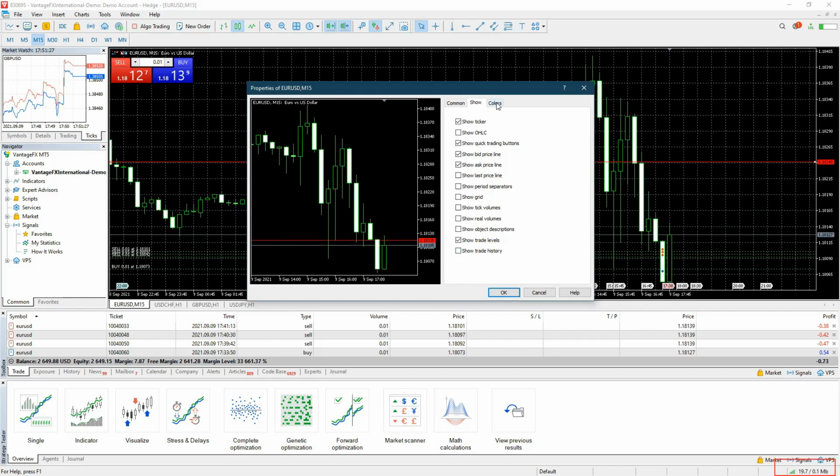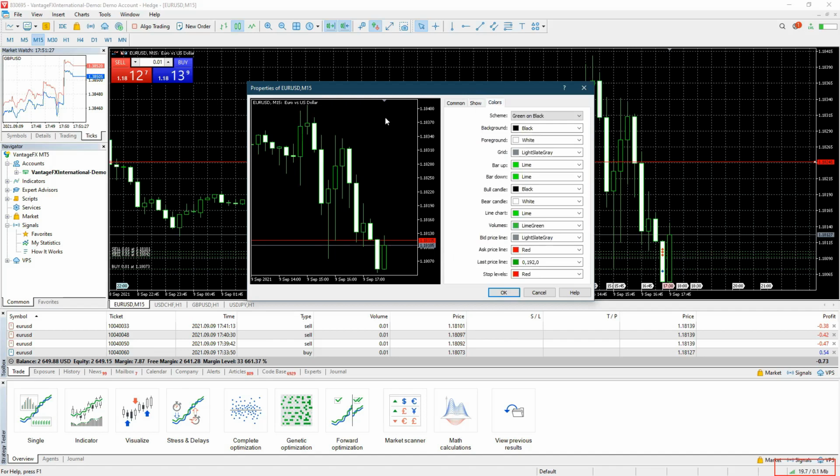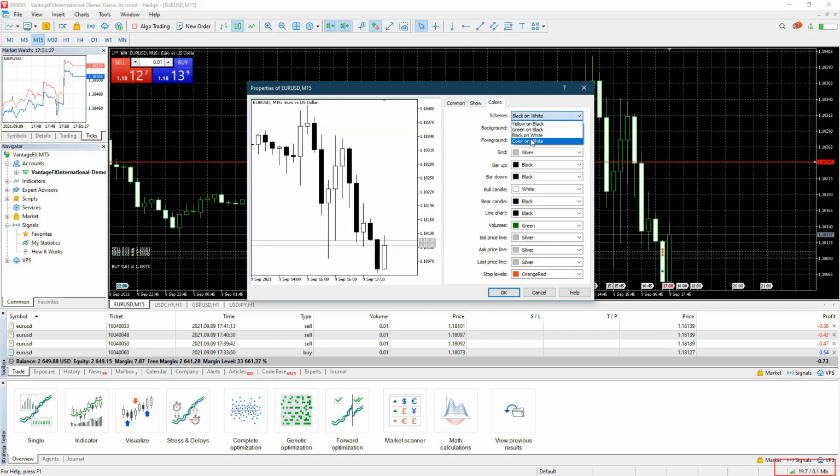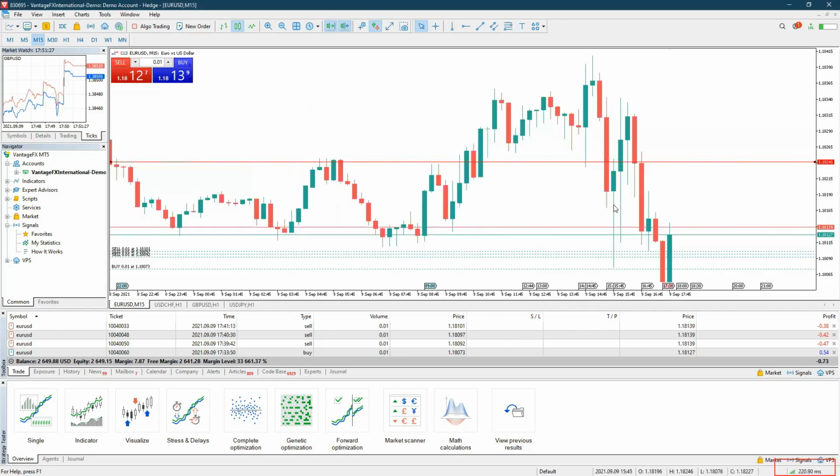So then you come to colors. This will change the colors of your background. There are some default settings here. You could have your yellow and black, your black and white, or something like this. This is the ideal look for the charts. You have your green bars going upwards and your red bars coming downwards. After you're done, you just select OK. So this changes the look of the charts for you.